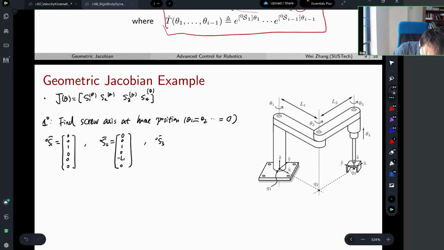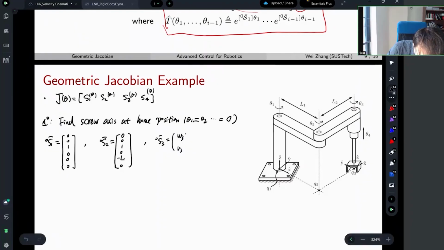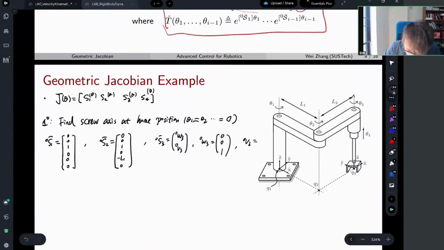Let's work on S3 bar. Liuben, what is it? 0, 0, 1. You can directly write the answer, but maybe let's work through some steps. S3 is omega 3, v3, where omega 3 is 0, 0, 1. I hope you can see that this is a rotation counterclockwise about this axis, which points along 0, 0, 1 in the inertial frame. Then you need to find the v3 component. It's only rotation. You don't have any linear motion along the axis, so it's pure rotation.